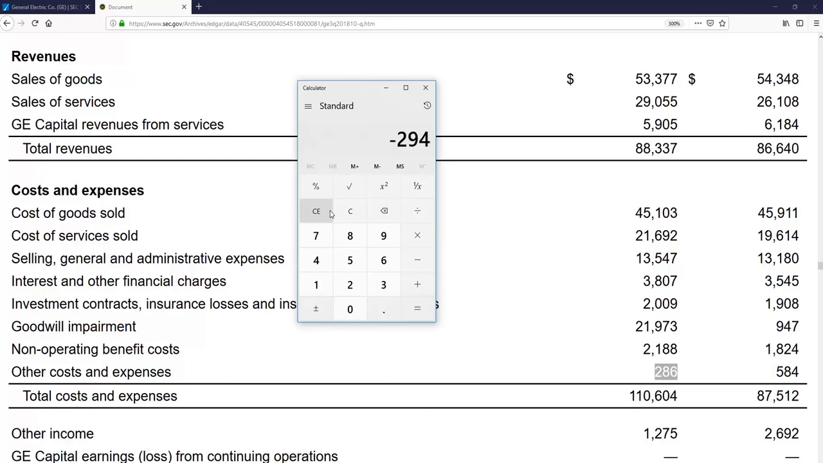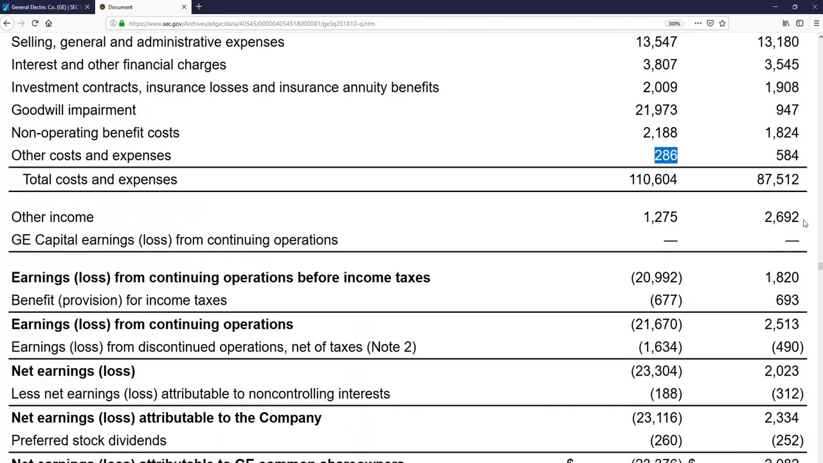All right, we're also going to add our other income here. Okay, we don't know what it is, but it is money, and it's very possible that they will continue having that money year after year after year. As you can see, last year the other income was 26. This year is 1275. So we're going to include that.